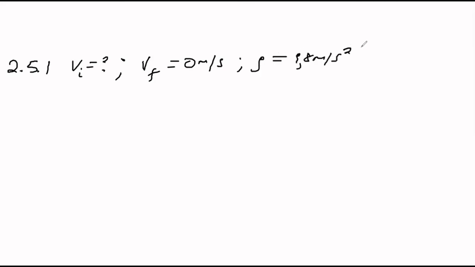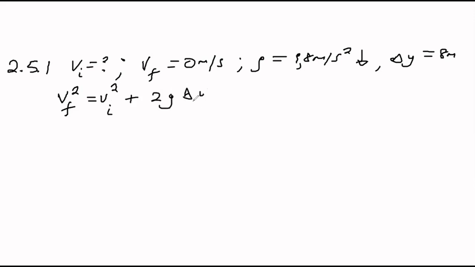Okay, so we're looking for the initial velocity when the object leaves the ground. But at maximum height, we know that the final velocity is 0. G, we know is constant. It is 9,8 meters per second, and it is acting downwards. So after the second bounce, we know that the object reaches a height of 8 meters. Okay, we can use this formula, V final squared equal to V initial squared plus 2G delta Y.